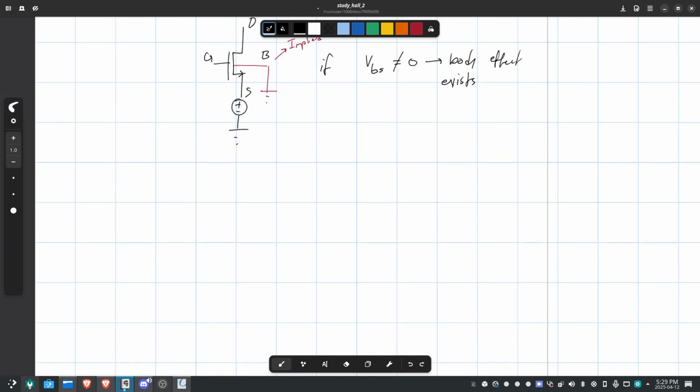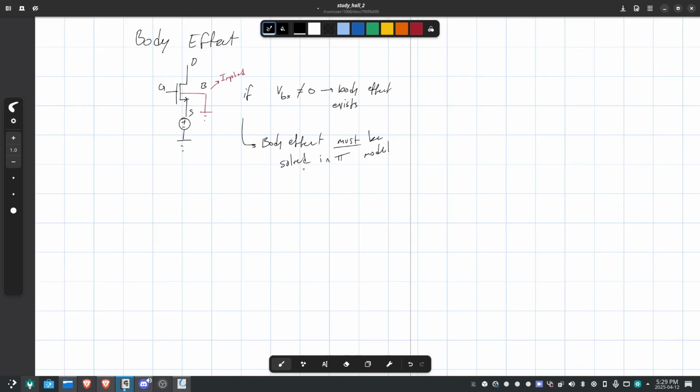So how do we handle a body effect? Well, we do that in the AC equivalent pi model. So this is one thing I must note. Body effect must be solved in the pi model. There is a T model with body effect, but we're not taught it for some reason, so I'm just going to go off what they've taught us. Just use a pi model.